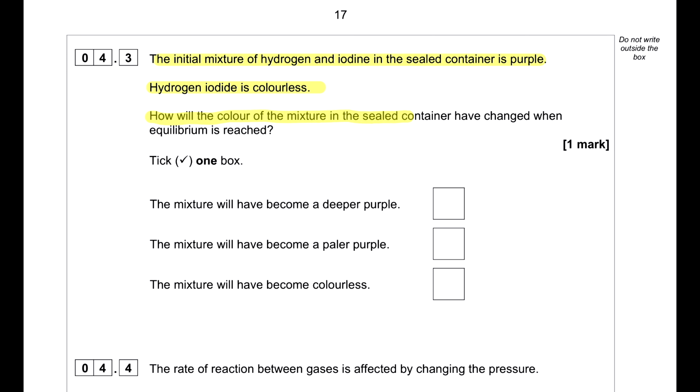How will the color of the mixture in a sealed container have changed when equilibrium is reached? Because the purple color will slowly disappear, the mixture will become a paler purple. But it will not completely disappear because there will be some iodine left even at equilibrium.